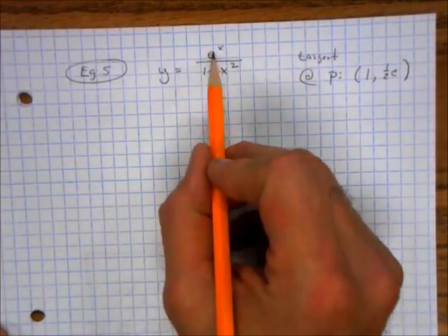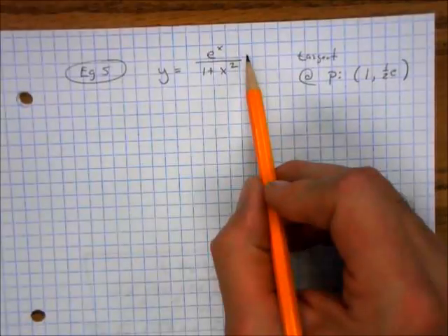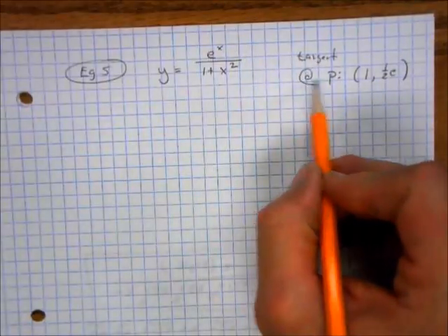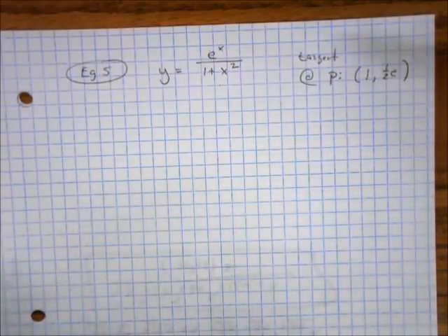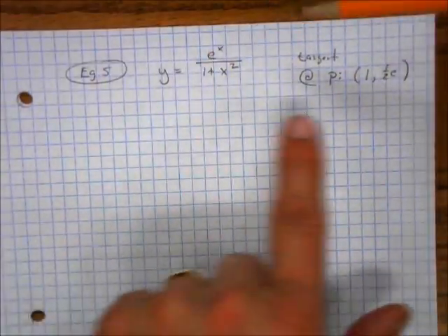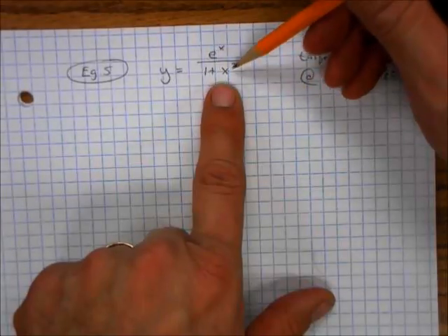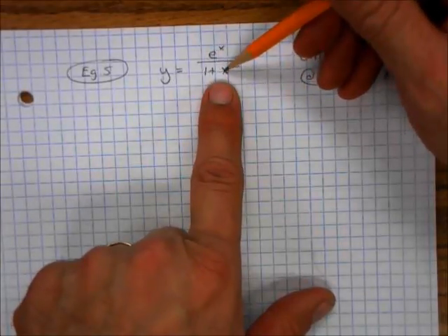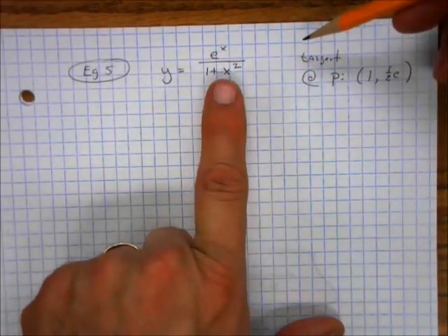y equals e to the x all over 1 plus x squared, and we want to find the equation of a tangent line at the point 1 comma 1/2 e. It's very important to always check to see if the point is even on the curve. So if I input 1, e to the 1 is e, 1 squared is 1, 1 plus 1 is 2. So I have e over 2, which is the same thing as 1/2 e. So this point is on the curve.